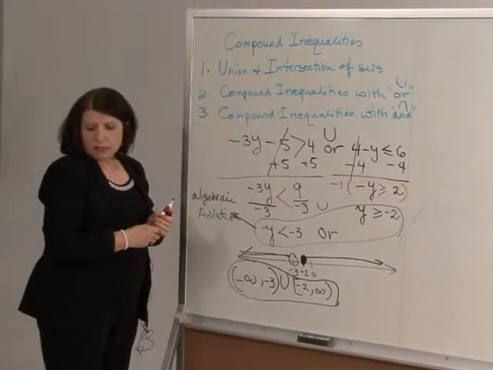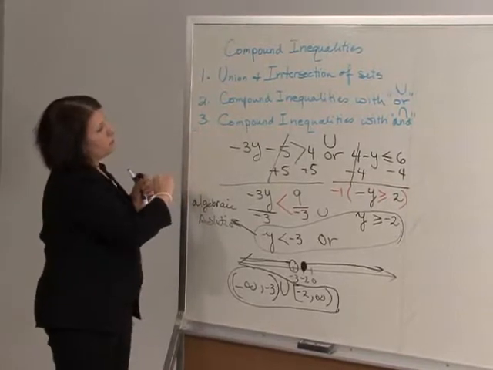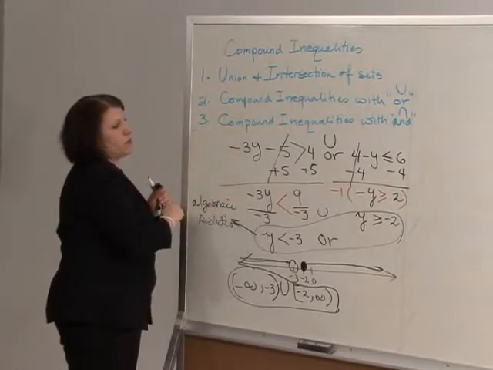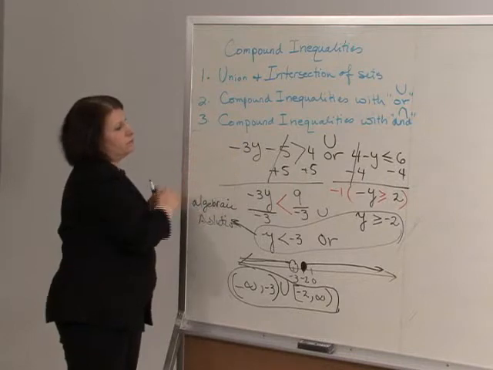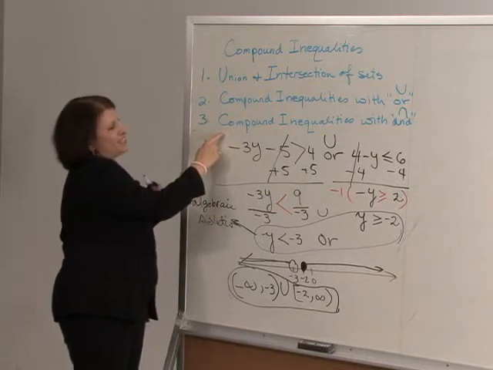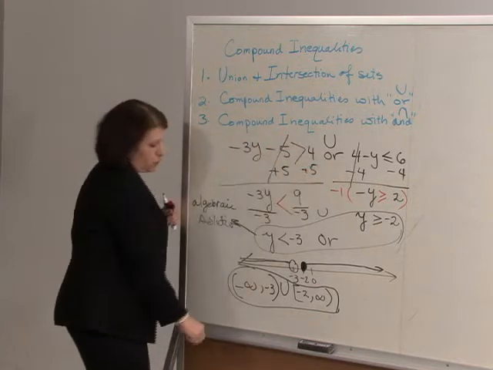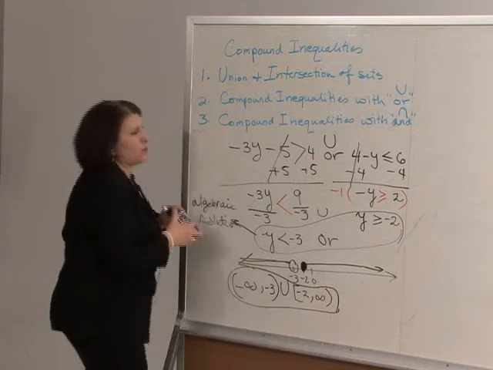Okay, the next thing we're going to go to is deal with solving absolute value. I'm getting mixed up here. Compound inequalities, I should say, when we have and, so when they're joined with and rather than or.